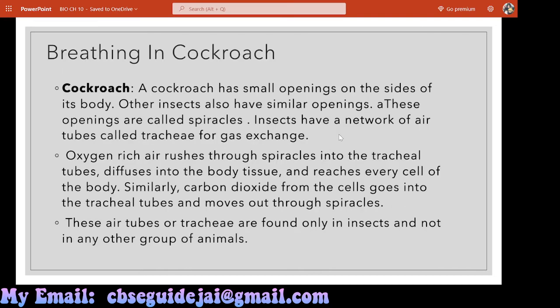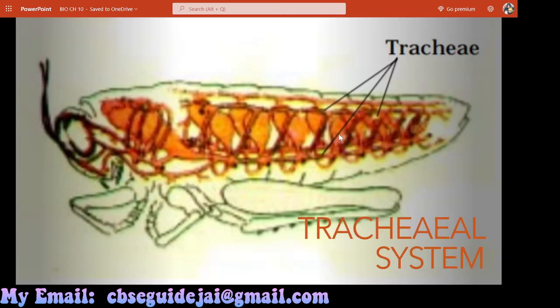There is breathing in a cockroach. A cockroach has small openings on the sides of its body. This is only for insects, guys. They have a network of tubes for gas exchange. Oxygen-rich air rushes through the spiracles into the tracheal tubes, diffuses into the body tissue, and reaches every cell of the body. Similarly, carbon dioxide from the cells goes into the tracheal tubes and moves out through the spiracles. These air tubes, or tracheae, are found only in insects and not in any other group of animals.